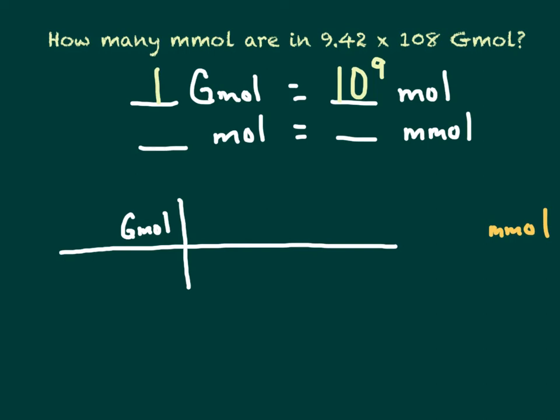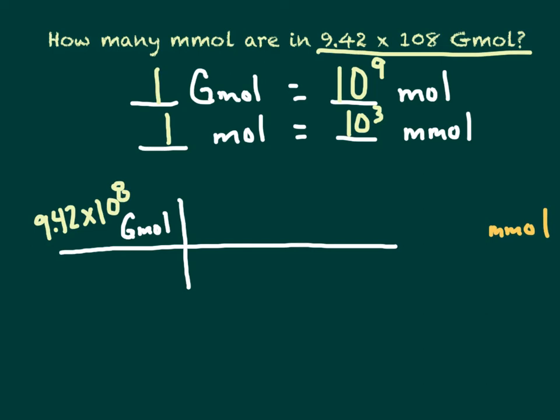And then moles and millimoles, the moles are bigger, so I'm going to put a 1 there, and there are 10 to the third, or 1,000 millimoles in there. So on our action line, we start out with what we're given, which is 9.42 times 10 to the 8th gigamoles. And then we're going to copy down the unit only, so we're going to put gigamoles here. And then we can switch gigamoles over to moles. I'm going to copy from my conversion factor, 10 to the 9th and 1.